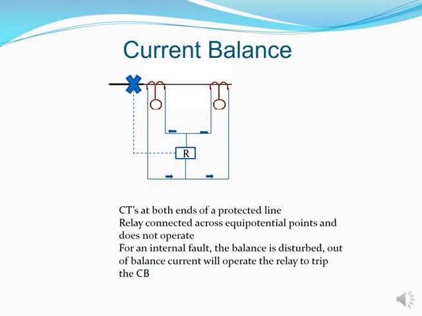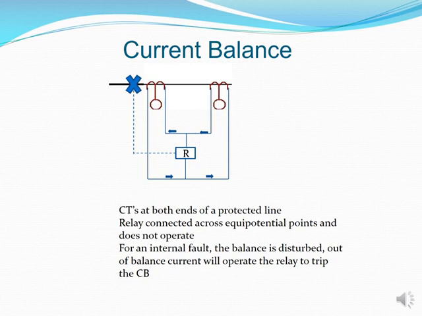Then we talk about the current balance. For the current balance, if you can see on the picture in front of you, you've got CTs on the left and the right, and those CTs are then connected to a relay that's right in the middle of them. And then there's a circuit breaker, which is the X in blue, that is connected to this relay. So in this case, we say that the CTs at both ends of that line that is protected, and then the relay connected across your equipotential points, will not operate as long as those points remain equal.